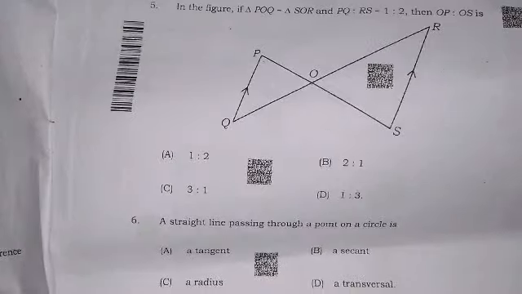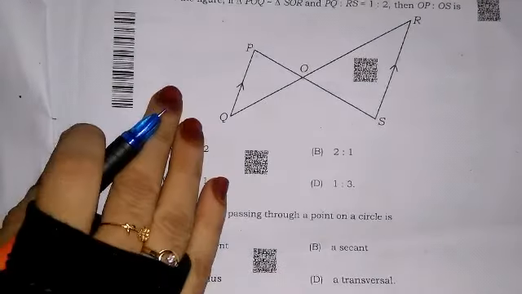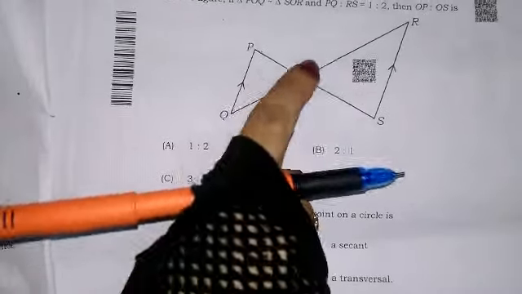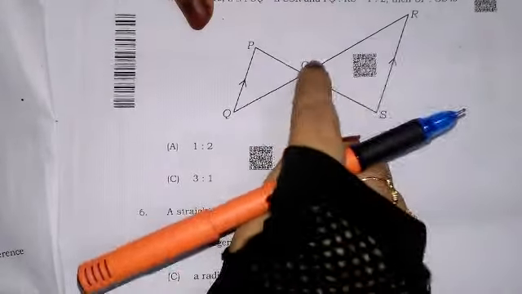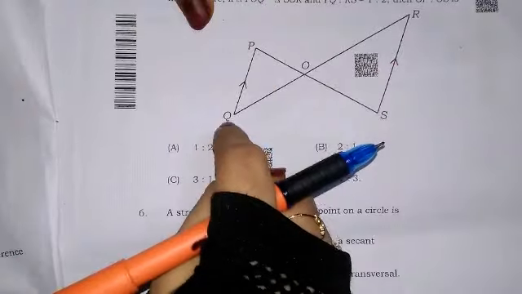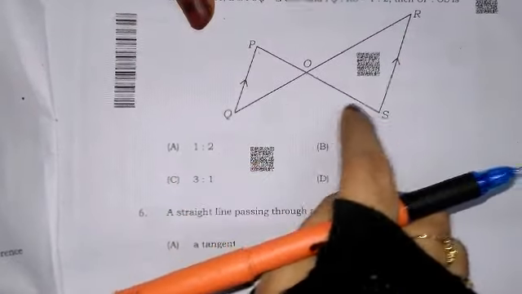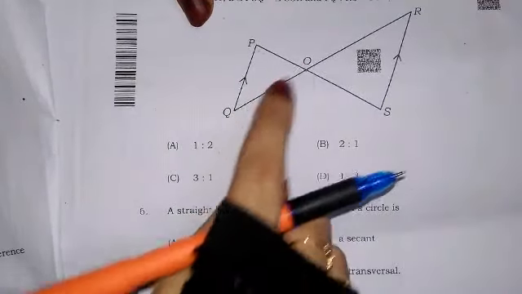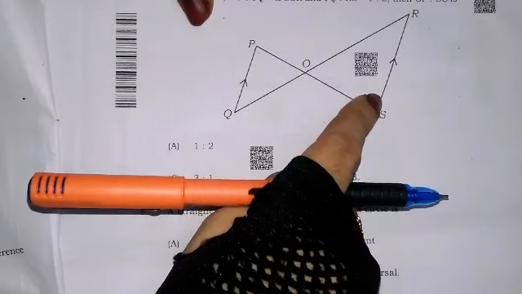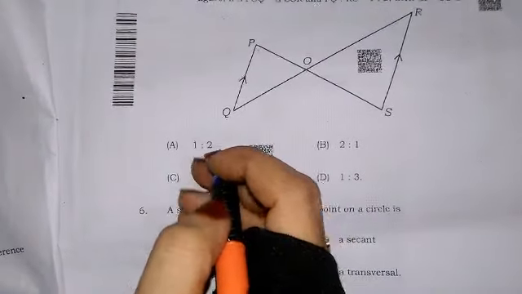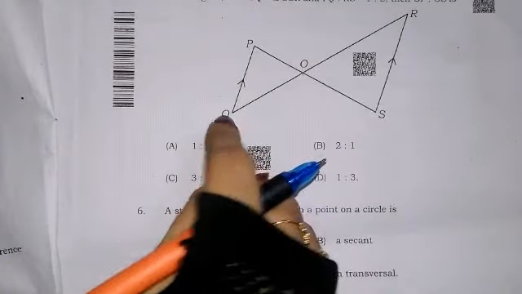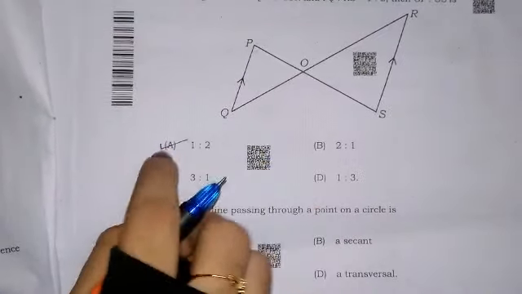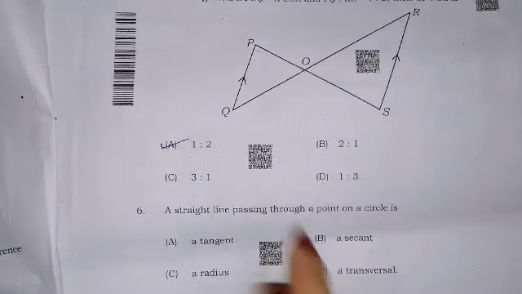Let us see question number 5. In the figure, if triangle POQ is similar to triangle SOR and PQ is to RS is 1:2, then OP is to OS is. OP is to OS is also 1:2 because the triangles are similar. PQ is to RS they have told is 1:2, so OP is to OS is also 1:2. So the correct option is A, 1:2.